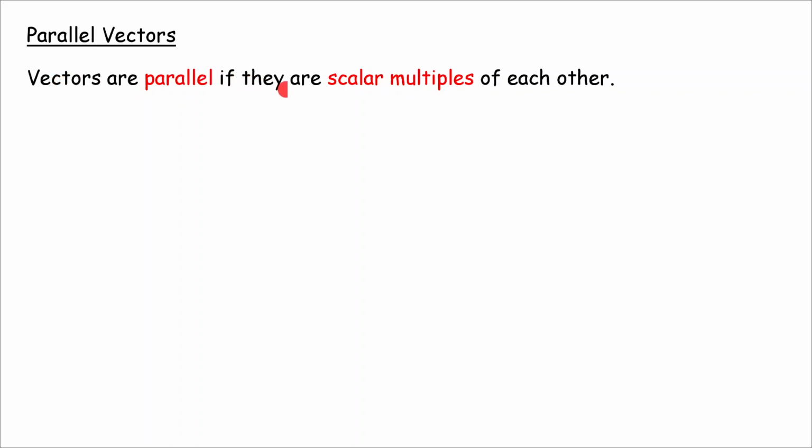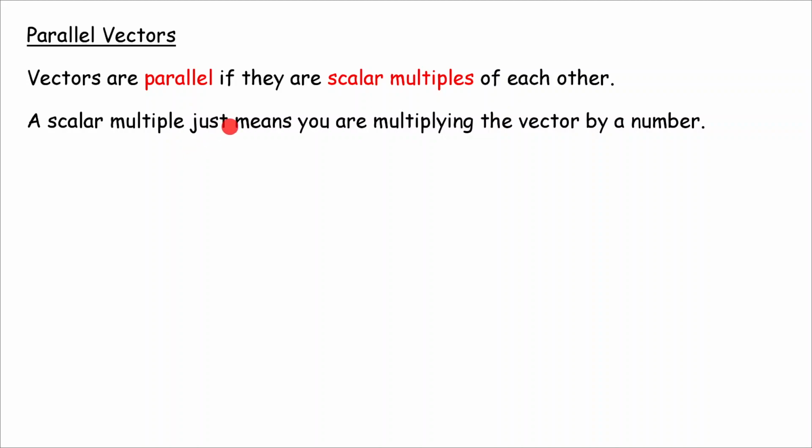Vectors are parallel if they are scalar multiples of each other. What does that really mean? A scalar multiple just means you're multiplying the vector by a number. Again, that won't make a lot of sense yet. Let's look at an example.